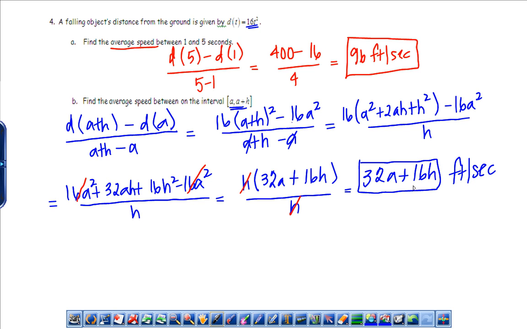This is my secant line again. Basically, this is telling me that as h gets smaller, my points are getting closer together.